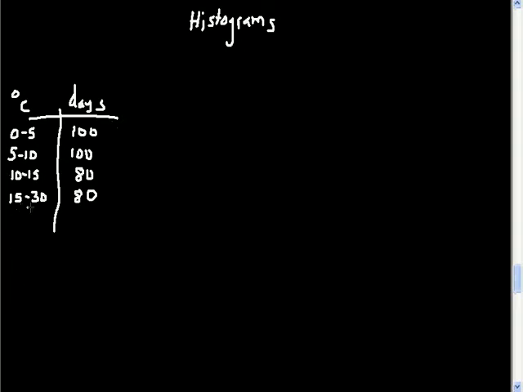Now let's say you're trying to move to another country. You want to go to a country where you have a good number of days with warm weather. They say in their brochures that from 0 to 5 degrees centigrade we have 100 days per year, 5 to 10 another 100 days, 10 to 15 80 days, 15 to 30 80 days. Now if you look here, you think the temperature ranges are going up by 5, but when you get to here, it actually has a 15-degree range.